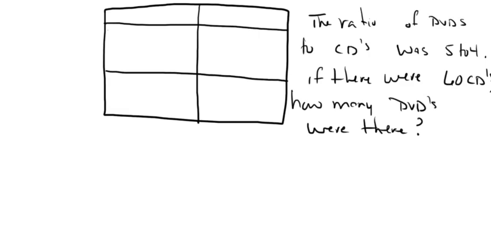All right, guys, so we have the ratio of DVDs. Here's the problem. I wrote it up there for you. It's kind of hard to read. The ratio of DVDs to CDs was 5 to 4. If there were 60 CDs, how many DVDs were there?